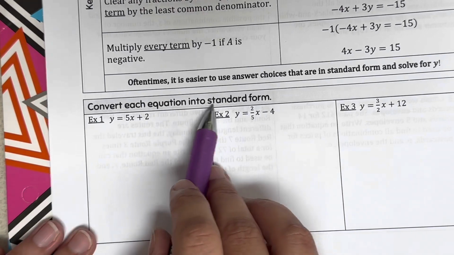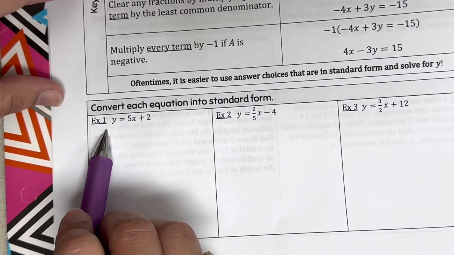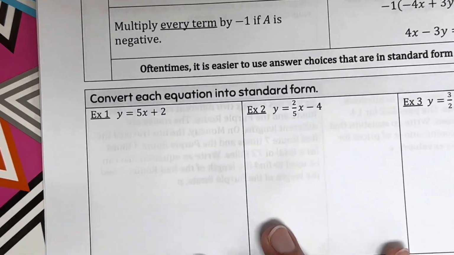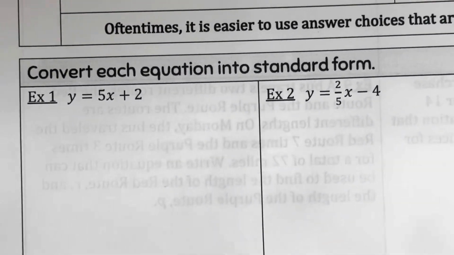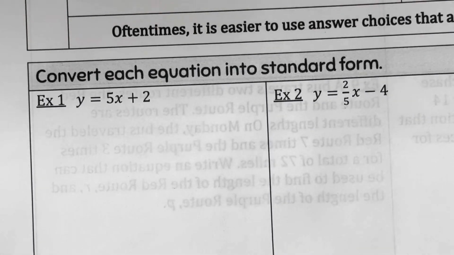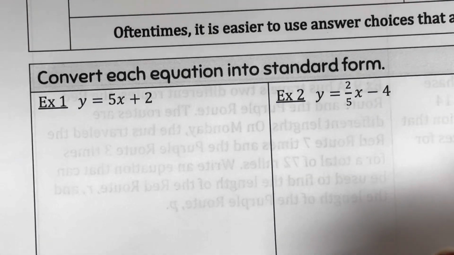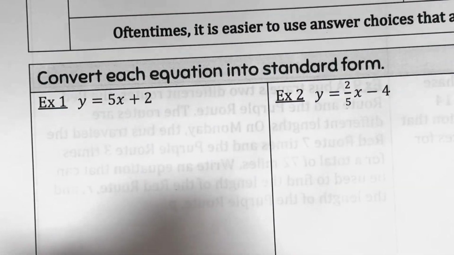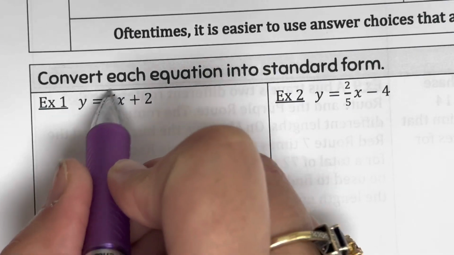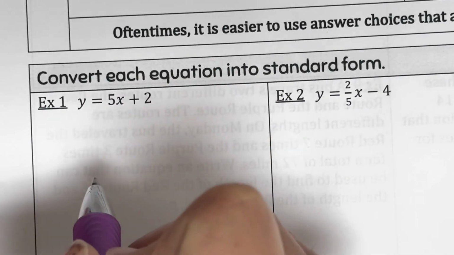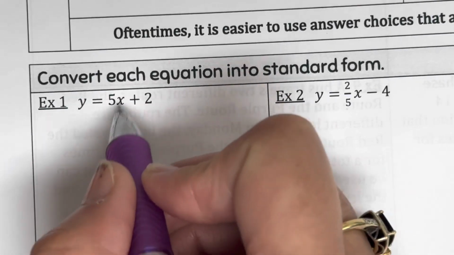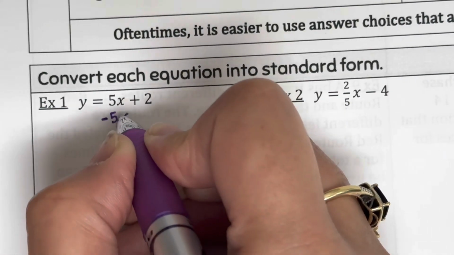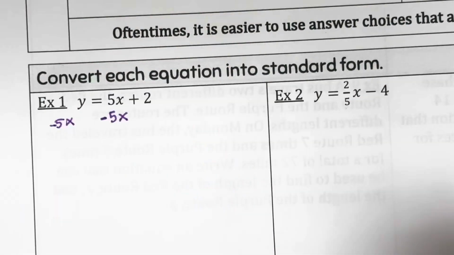Convert each equation into standard form. So I have this equation, y equals 5x plus 2. If you notice, this equation does not have a fraction, which is good. Otherwise, I would have to do another step before I do anything. X and y need to be on the same hand side. That means this 5x from the right needs to go to the other side, so it has to be canceled from here, which means the opposite. I would do minus 5x on both hand sides.